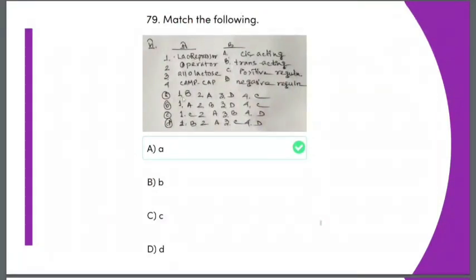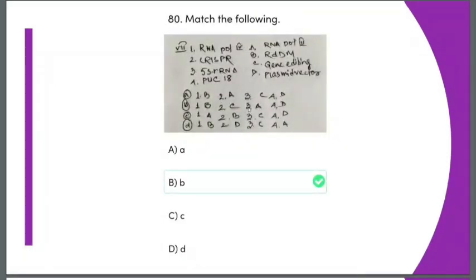79th is lac repressor. Lac repressor is trans acting. Then operator is cis acting. Allolactose is negative regulation, and fourth, that is CAP, is positive. So 80th question is again a matching. Answer is B. First B, second C, third A, and fourth D.